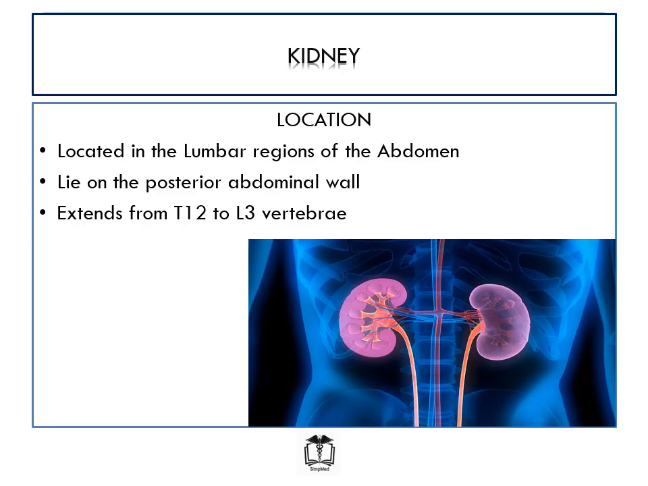They extend from the 12th thoracic vertebrae down to the third lumbar vertebrae. So if I'm to outline the different levels at which the kidneys tend to be located, we have the highest level being the 12th thoracic vertebrae, and then the lowest level being the third lumbar vertebrae.